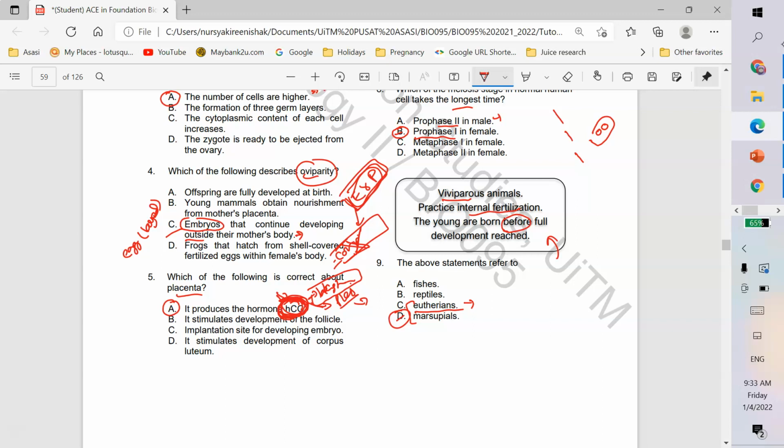Okay, so kenapa Eutherians ni tak boleh? Sebab keyword dia kat sini, before. Okay, so kalau Eutherians, the young are born fully developed. So in order for the baby to be born, the baby has to be fully developed. Okay, that is for Eutherian. Contohnya human lah, kan? So human.